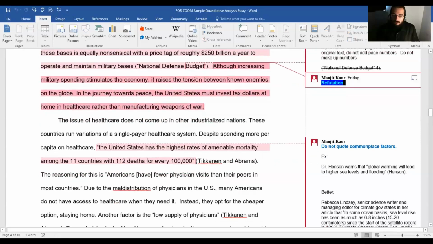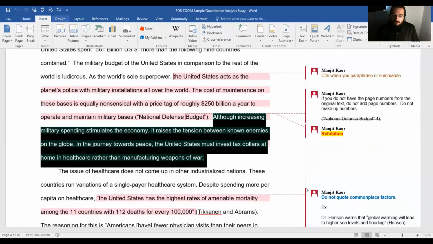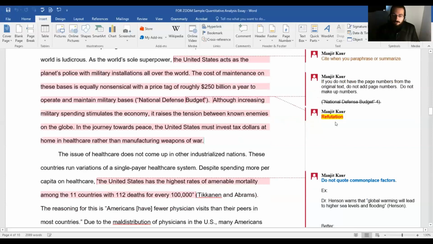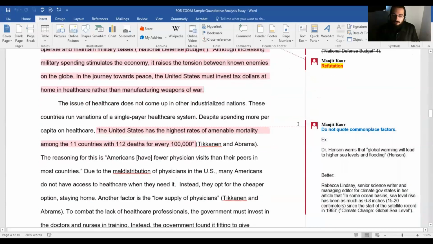Here's another little sample of repetition. So increasing military spending stimulates the economy. It raises the tension between known enemies on the globe. In the journey towards peace, the United States must invest tax dollars at home in healthcare rather than manufacturing weapons of war. This is another short example of repetition. You can do it this way, or you can finish developing your whole argument and then write one paragraph before the concluding paragraph.